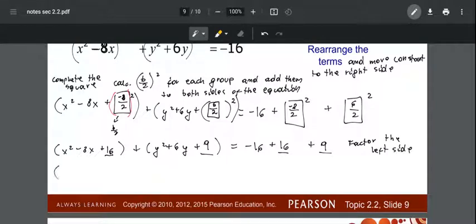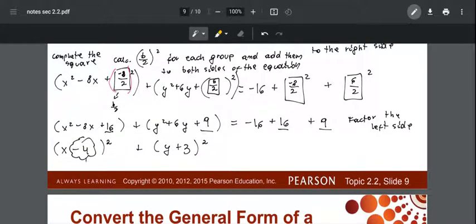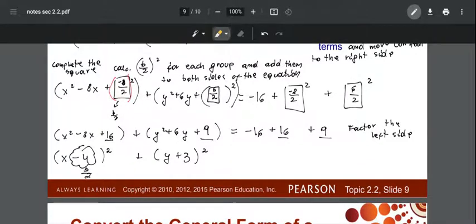Okay, so to factor this one, that will be just (x - 4)^2, plus this one will be (y + 3)^2. And how I quickly know how to factor, just be aware that this one is b over 2. So if you check the first b over 2, it's negative 8 divided by 2, which is negative 4.